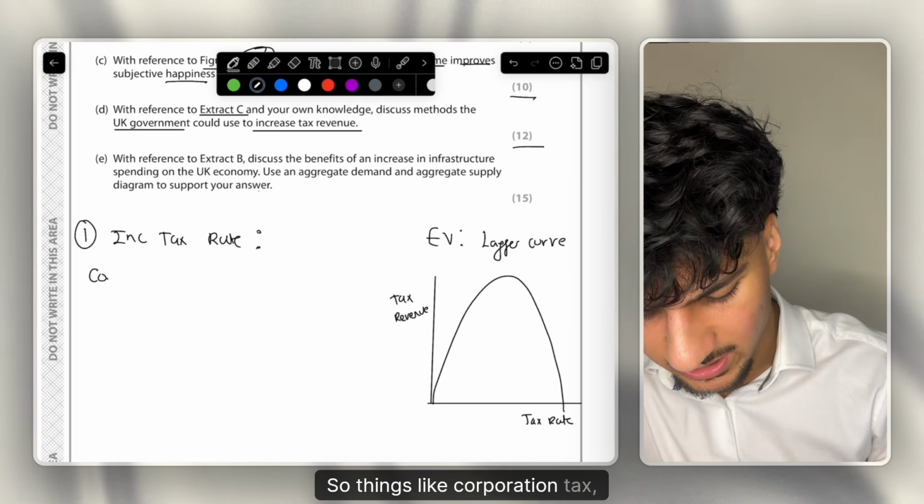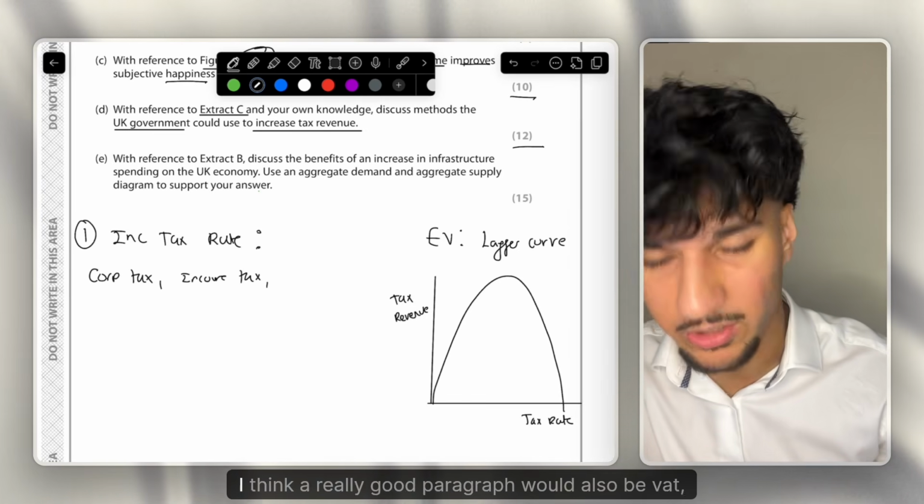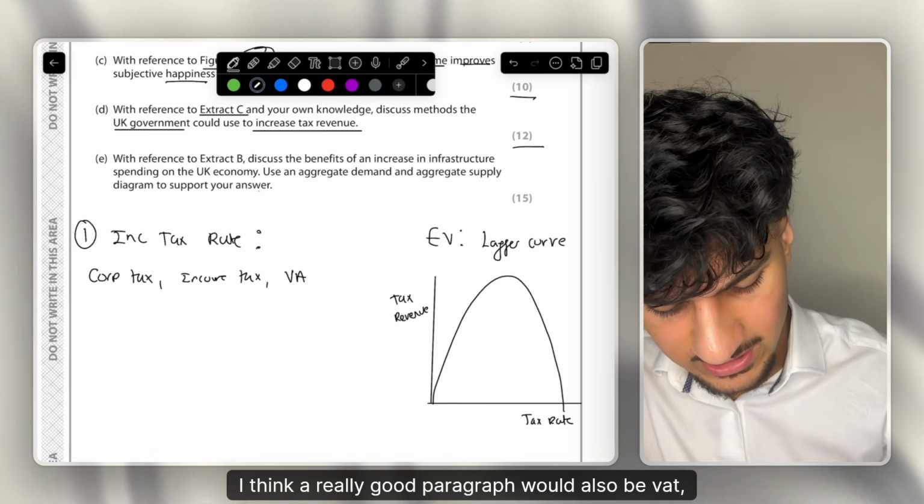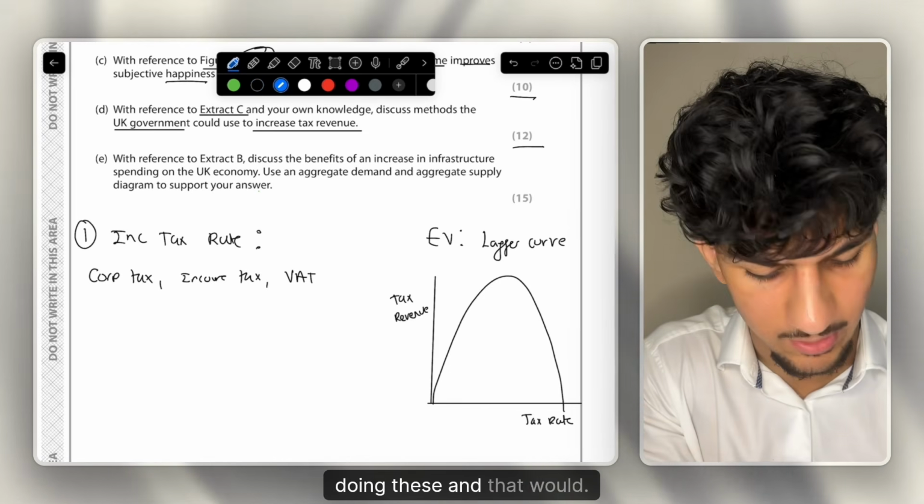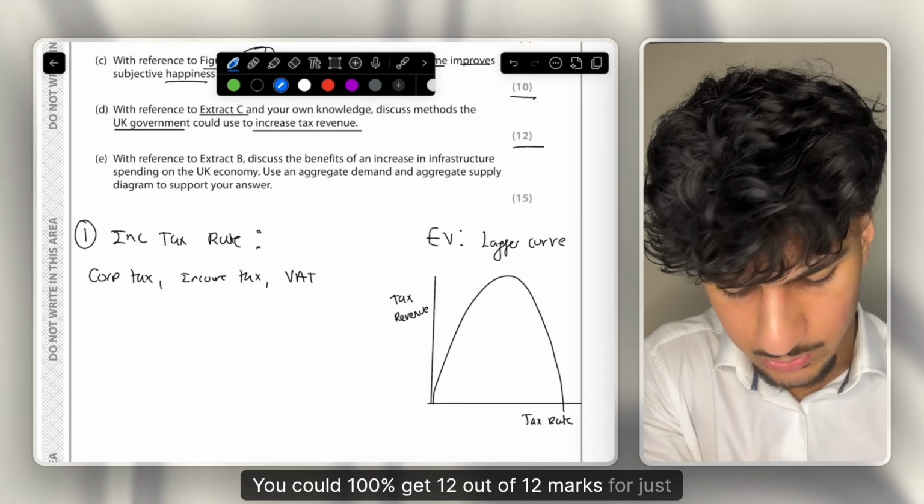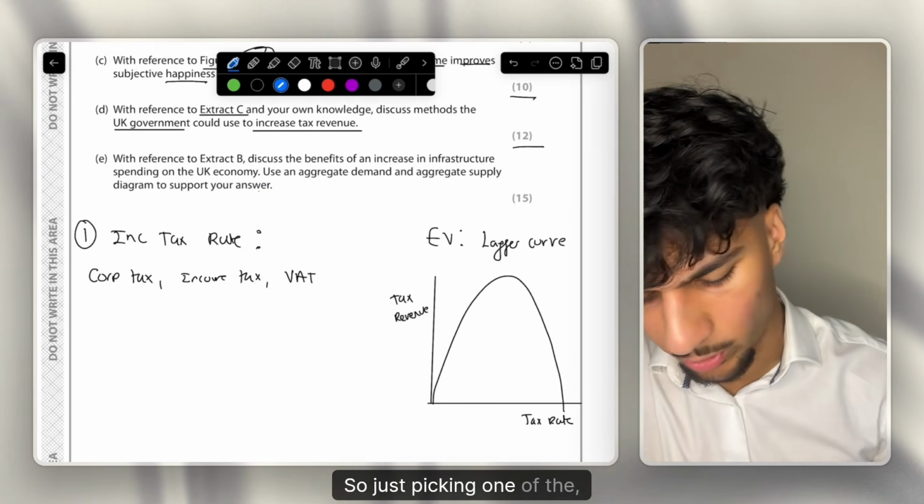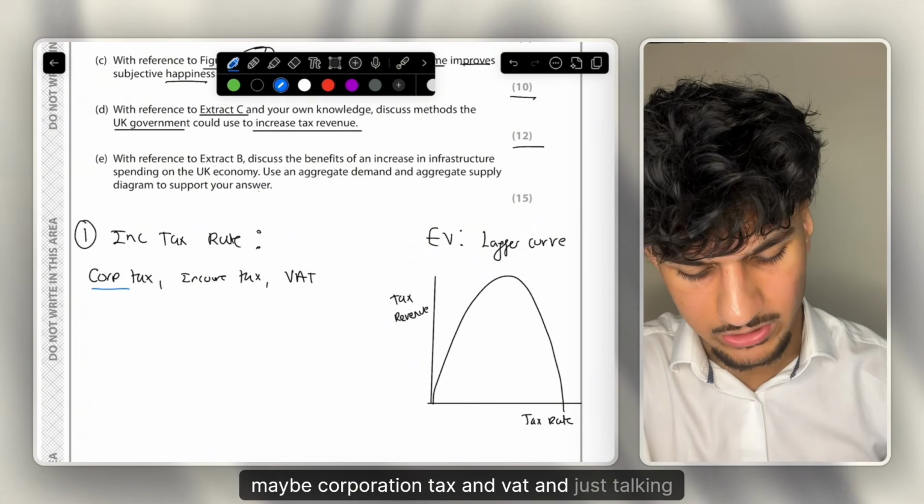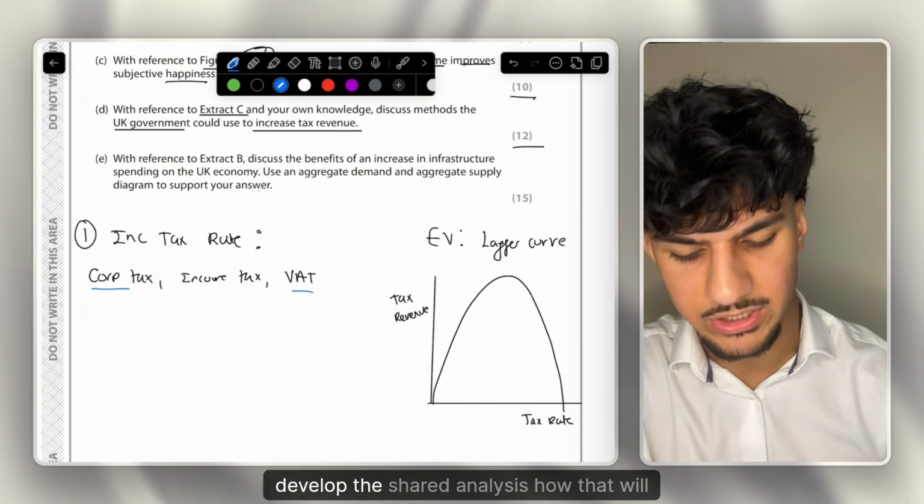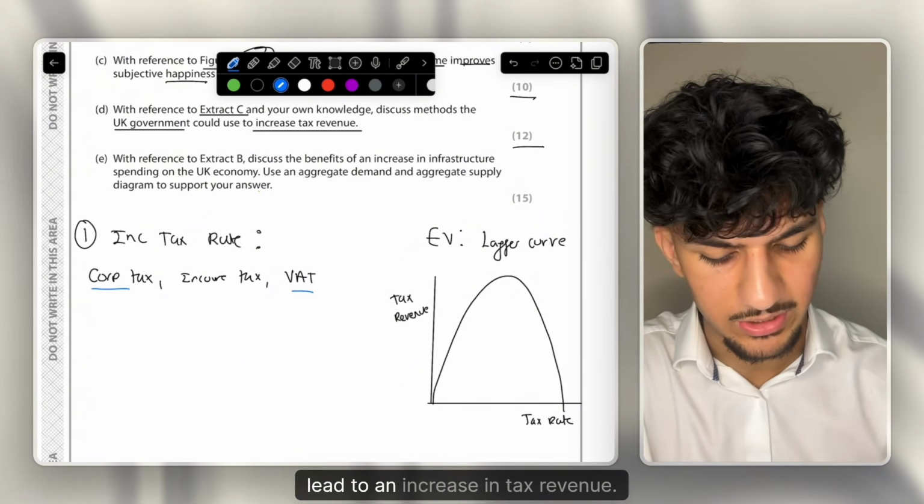Things like corporation tax, income tax, and I think a really good paragraph would also be VAT, so increasing value added tax. Now you could literally get away with just doing these, and you could 100% get 12 out of 12 marks for just this. So just pick two of these three, maybe corporation tax and VAT, and talk about how we increase them, and develop the chain of analysis of how that will lead to an increase in tax revenue.